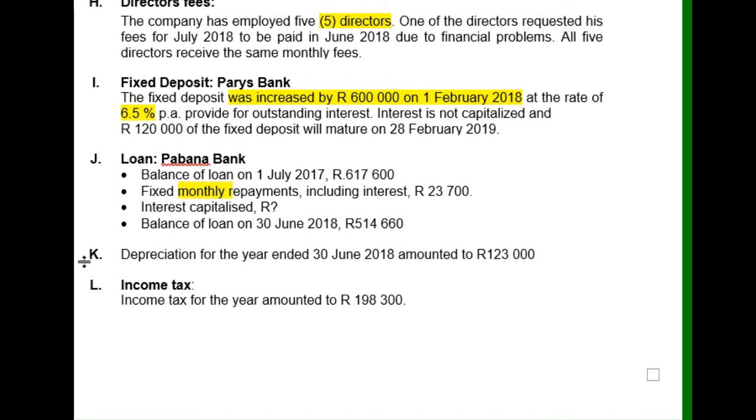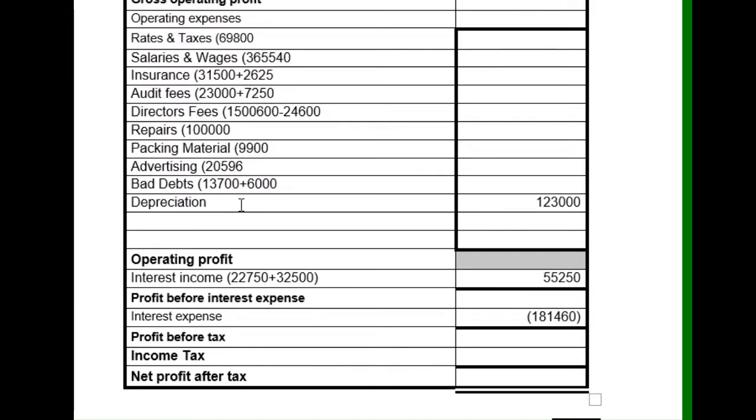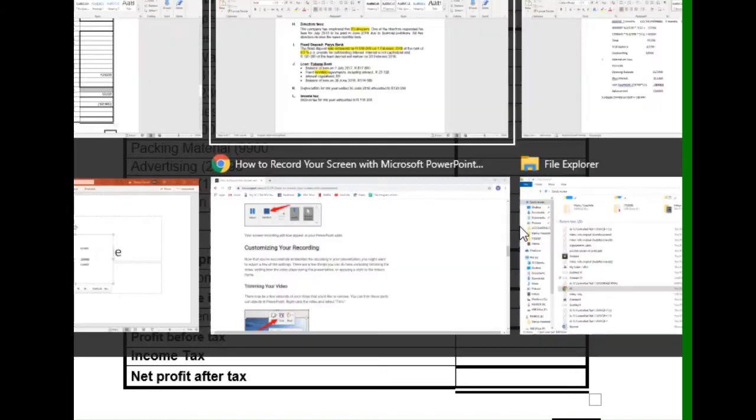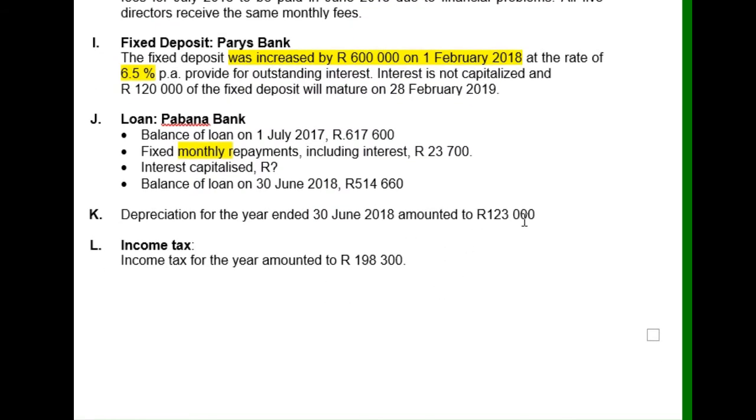That was the loan. Then they give me the depreciation. They give me the amount, so I don't have to calculate anything. It's 123,000. So I can simply go to my income statement, put in depreciation under the operating expenses, and the amount 123,000. That is all I need to do. They did not ask me to do any calculations. They simply told me it is 123,000.